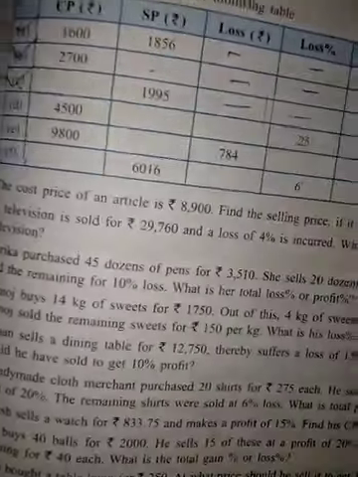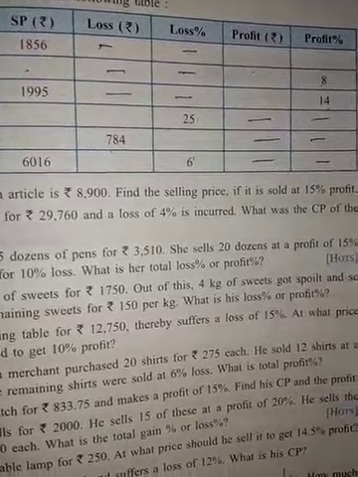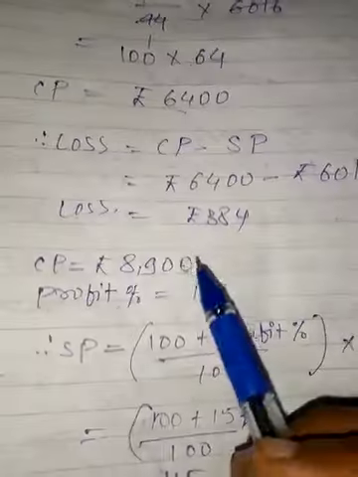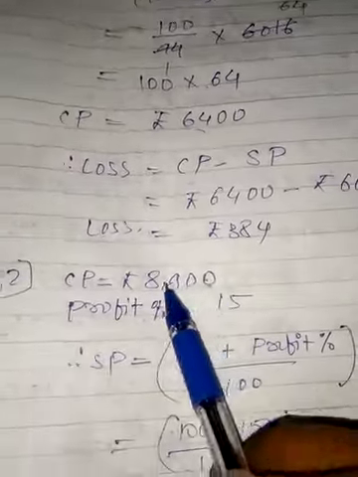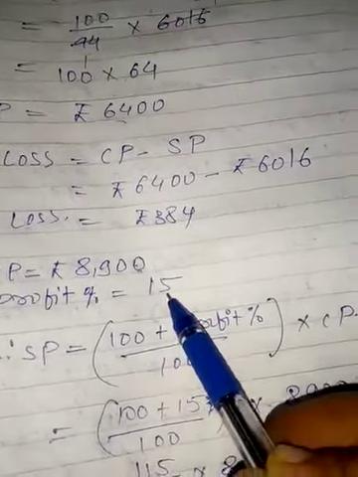Okay, so now question number 2. What is question number 2? Let's see the textbook. The cost price of an article is 8900. Find the selling price of it if it is sold at 15% profit. So the cost price of that television is 8900 and profit percent is 15. And then the selling price is what we have to find out.